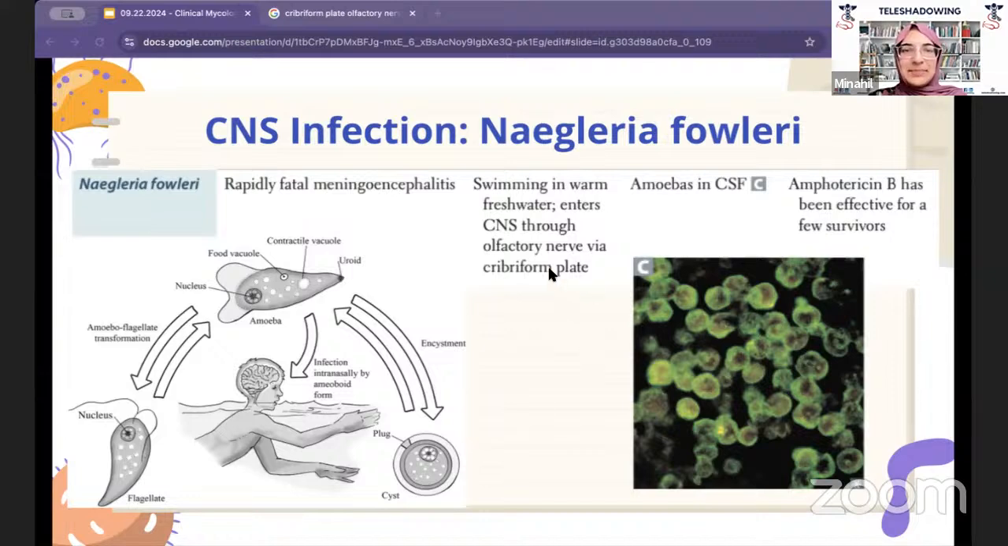And symptoms-wise, you might see a mention of neck stiffness and also vomiting. And again, it's usually fatal, and you would find amoebas in the CSF. CSF stands for cerebrospinal fluid.